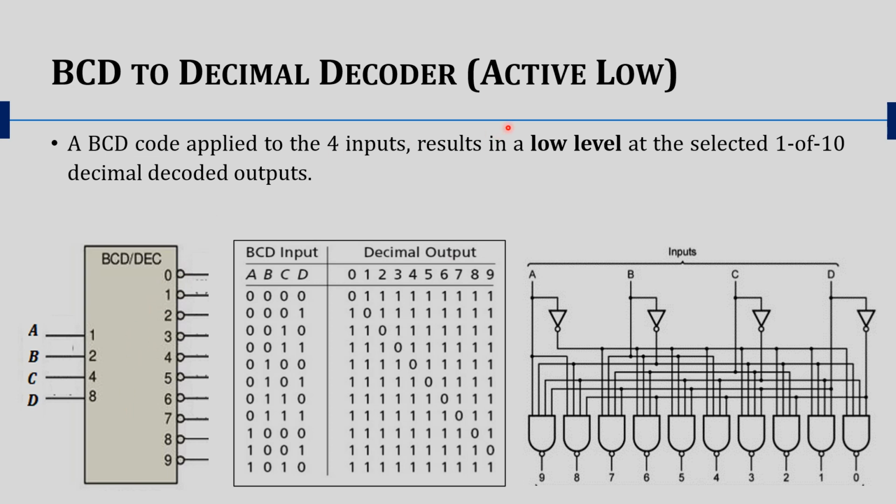Since it is an active low decoder, instead of AND gates we need to make use of NAND gates. So that is the major difference between active low and active high. In the case of active low, the block diagram consists of a bubble at the output line. In the truth table, the value will be active low for a specific input combination. And in the logic diagram, instead of AND gates, we need to make use of NAND gates.